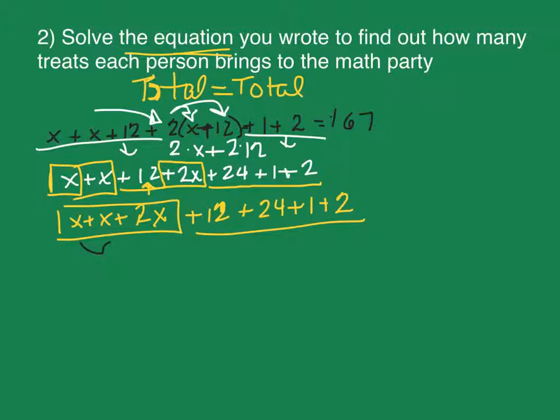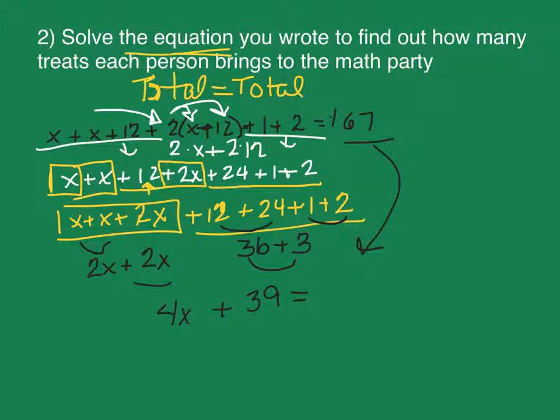So here I've got x plus 2x. Well, that, of course, is 3x. Wait, 2x plus 2x is 4x. 12 plus 24 is 36. Plus 1 plus 2. Remember, I can only do this if I'm adding. 1 plus 2 is 3. 36 plus 3, of course, is plus 39, still equal to 167.